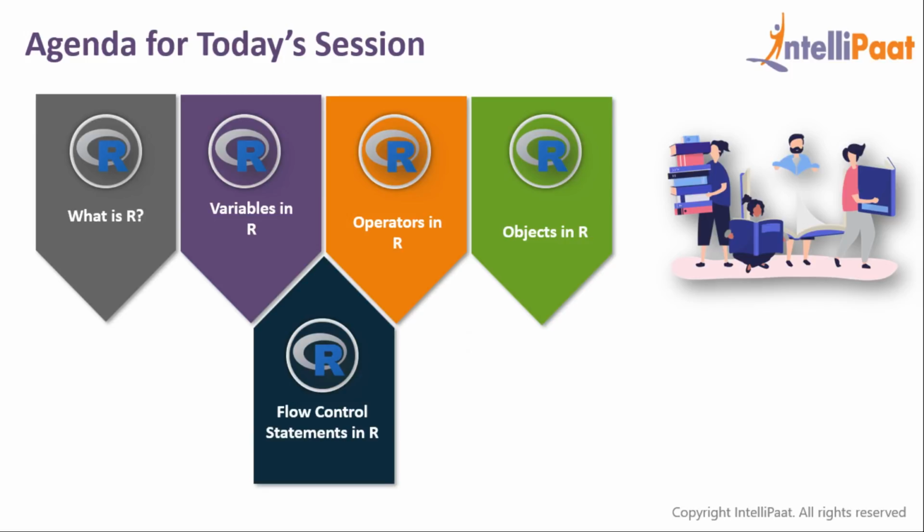We'll start off by understanding what exactly is R programming. Then we'll work with variables in R. After that, we'll look at the different types of operators. And then we'll learn about objects in R. And finally, we'll implement flow control statements.